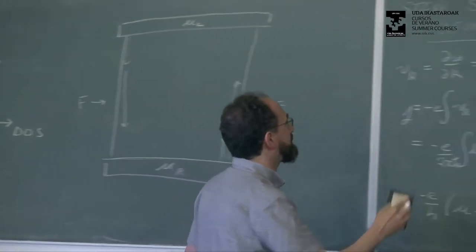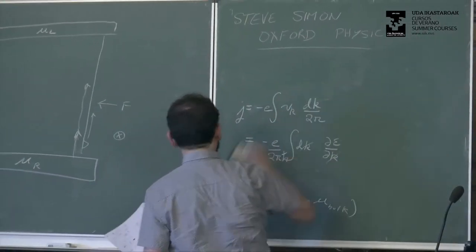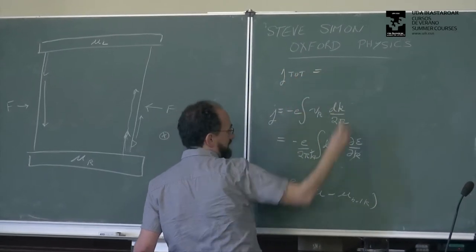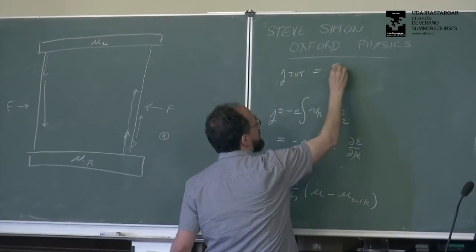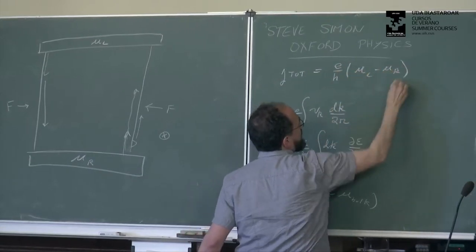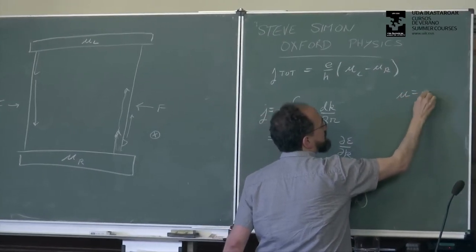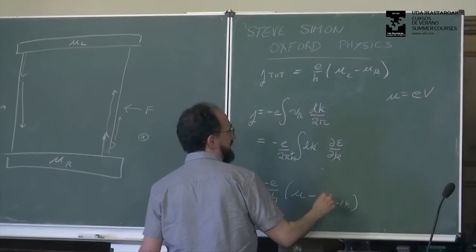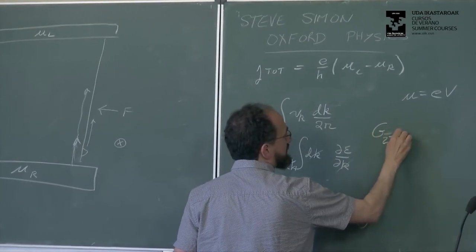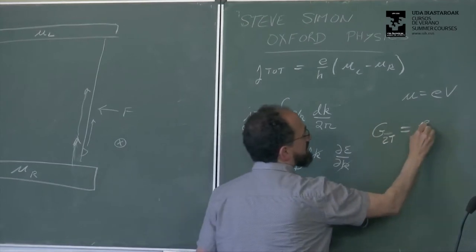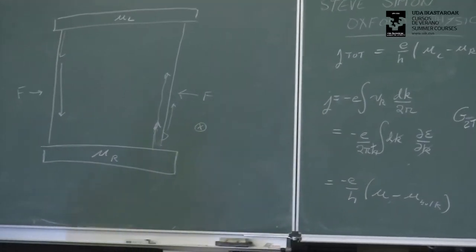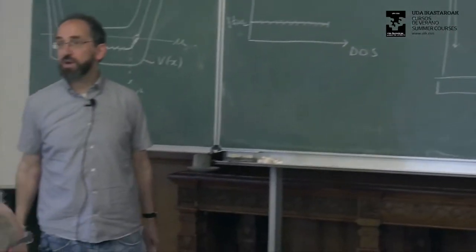the total current J total running along the sample is then e over h, mu left minus mu right. Using the chemical potential as just e times V, this gives us that the two-terminal conductance G between these two contacts is e squared over h. Okay, so we rederived the quantum Hall conductance in a two-terminal experiment this way.